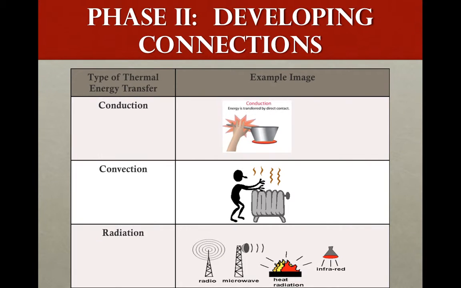In Phase 2, developing connections, the teacher makes the presented material more familiar by linking each concept to example images. So for conduction, convection, and radiation, I included an example image for each. For conduction, I included a picture of a pot on our stove. Convection is a picture of a radiator, and this is convection because it's transmitted through the air. Then for radiation, we have different types of waves. So radio waves, microwaves, heat radiation, and infrared radiation.